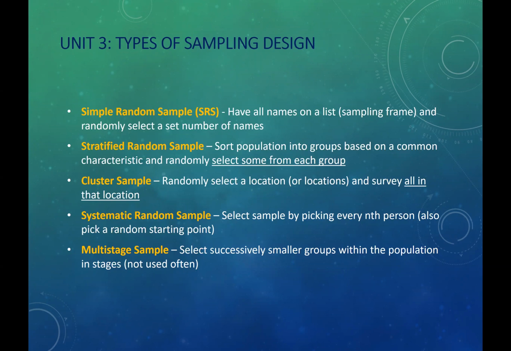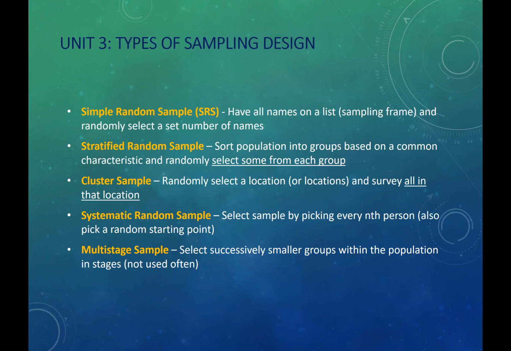This is where you have a list. You have all names on a list. That list is called the sampling frame. And then you randomly select a set number of names. So every individual has an equal chance of being chosen, and every group of n individuals also has an equal chance of being chosen. So we're not limiting it in any way on how many people can come from each group. So I can't set it up so that I can only get 25 juniors, 25 sophomores, and 25 seniors. It's just in general, so it's possible for all 75 to be seniors in that case. Not probable, but possible.